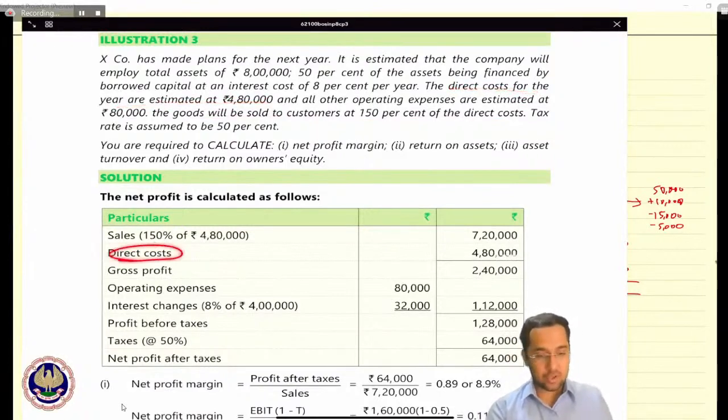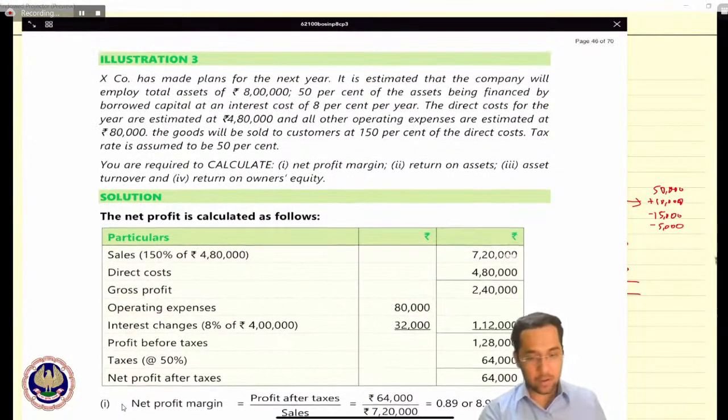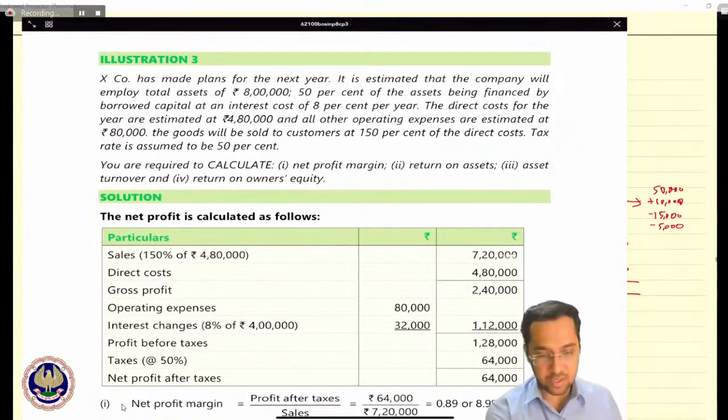So direct cost is 4,80,000. Sales should be 150% of this. It says 7,20,000, right? So we have a GP of 2,40,000. Operating expenses of 80,000, which is given to us. Then finance expense or interest charges. Interest charges will be simply on borrowed capital, in which we say 8% per year.